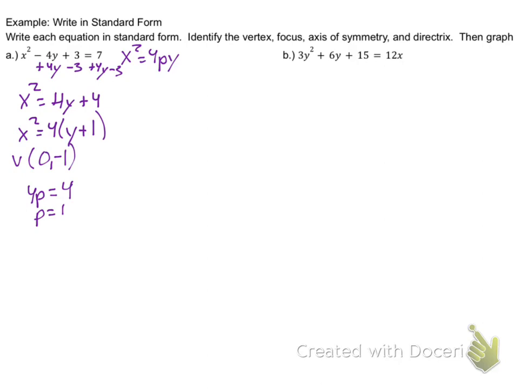Which means that my focus should be directly 1 above the vertex, which makes it 0, 0. My line of symmetry runs through both the vertex and the focus, so it is a vertical line of x equals 0. My directrix is a horizontal line because it's perpendicular to the line of symmetry, so it's y equals, and it's going to be 1 backwards from the vertex. So if I go 1 down from -1, I'm at -2. You now have the 4 pieces of information that you would need to make a graph.